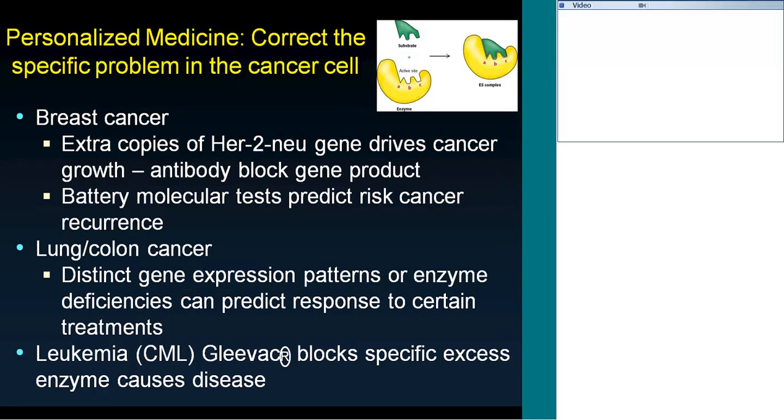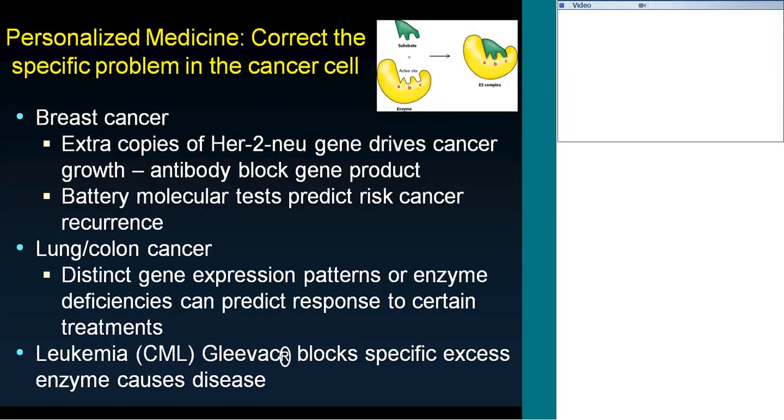Again, if we understand the specific defect and we understand the specific treatment, and that's depicted with the yellow and green picture in the right upper corner, if we can block that particular specific gene that's causing the cancer, then we have a very effective therapy which will minimize side effects to all of the other cells.